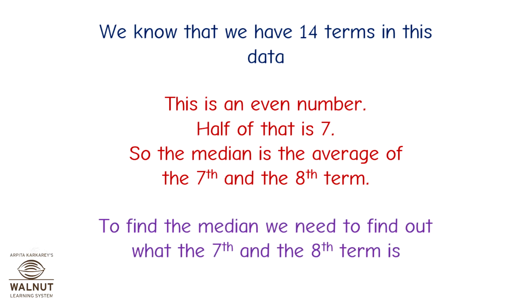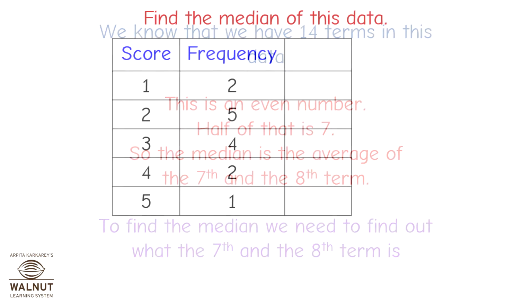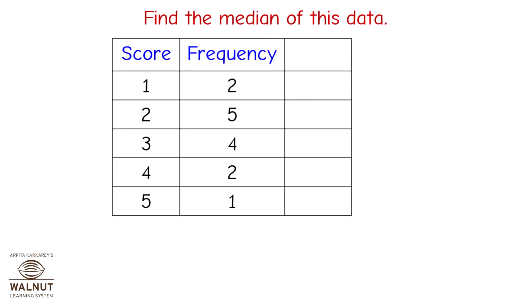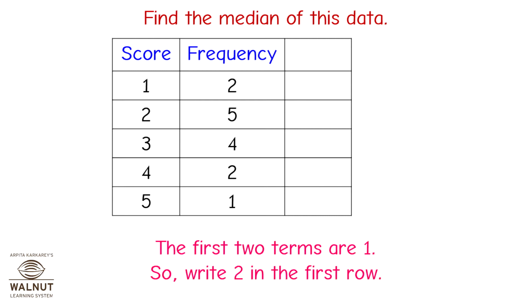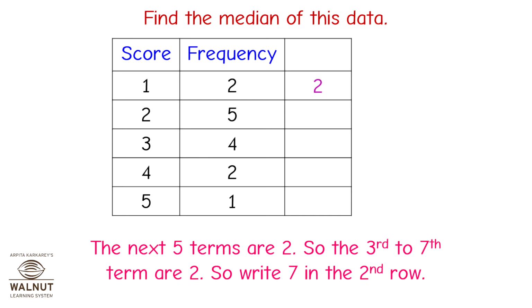To find the median, we need to find out what the 7th and the 8th term is. Let us go to our data again and find them. The first two terms are 1. So, write 2 in the first row. The next 5 terms are 2. So, the 3rd to 7th term are 2. So, write 7 in the second row.